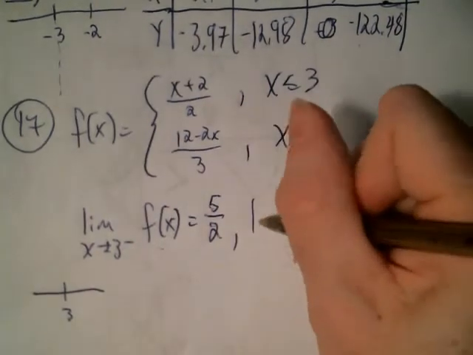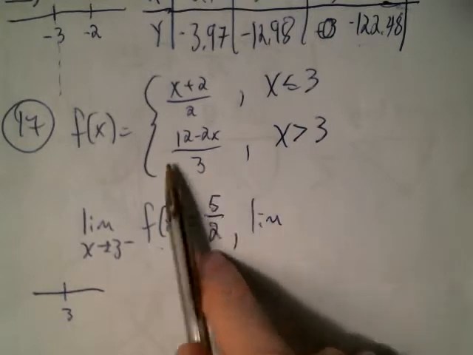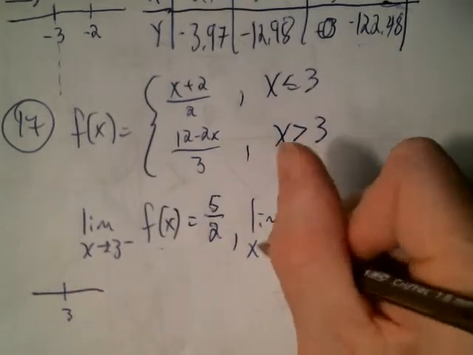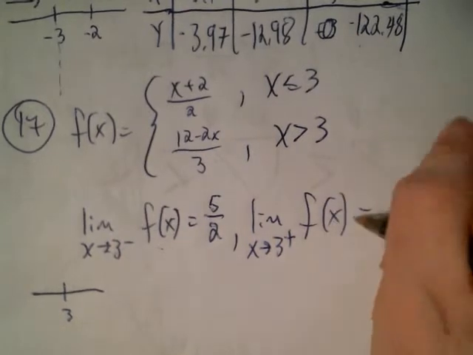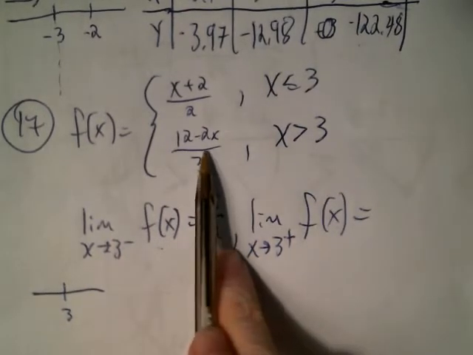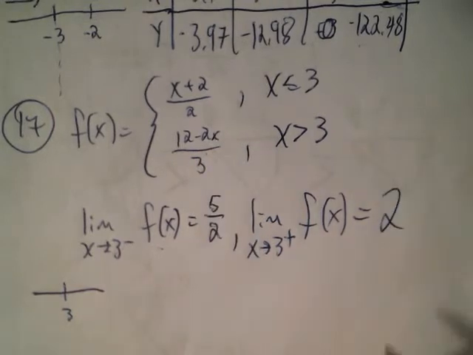If you come in from the other direction, you're going to just be using this guy. And you could do a plug and chug in that direction. The limit as x goes to 3 from the right of f of x is just plugging 3 in here. 12 minus 6 is 6, all over 3 is 2.